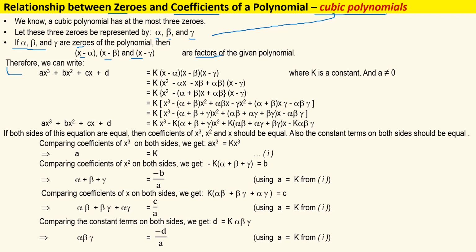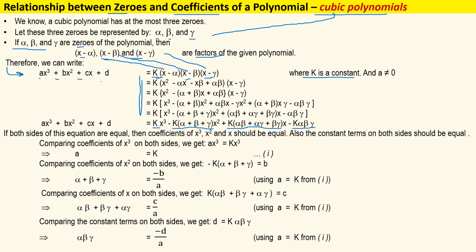Therefore, we shall be able to write the given polynomial ax cubed plus bx square plus cx plus d as equal to k times (x minus alpha)(x minus beta)(x minus gamma), where you can notice that x minus gamma is a factor, x minus beta is a factor, x minus alpha is a factor, and k is a constant term. So we will simplify the right hand side, and we get kx cubed minus k times (alpha plus beta plus gamma) x square plus k times (alpha beta plus alpha gamma plus beta gamma) times x minus k alpha beta gamma.